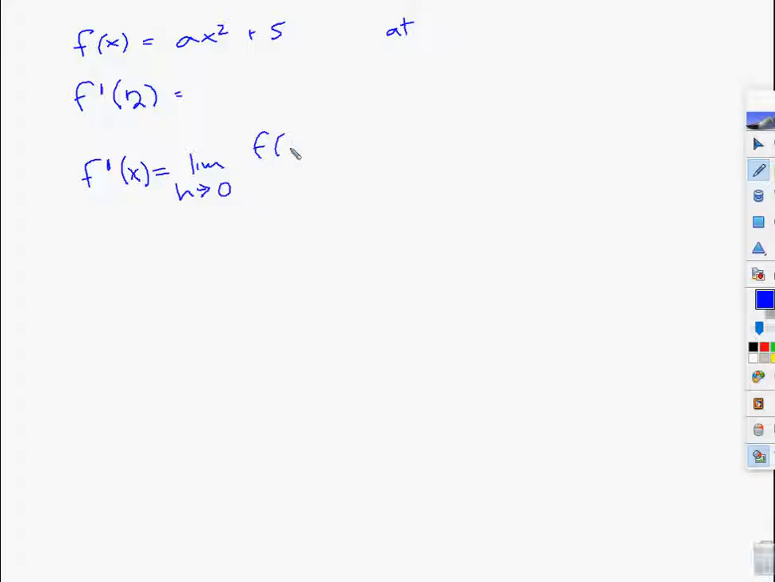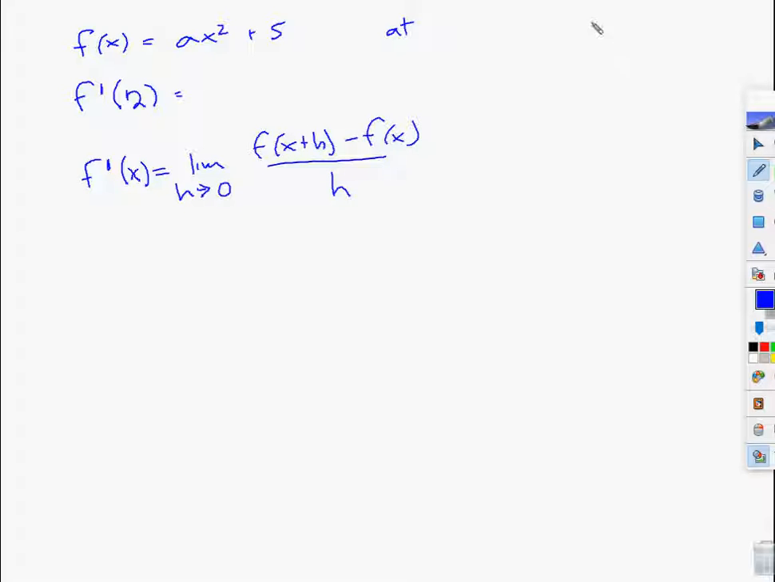All right, let's take a look at that. We're going to do that one. So f of x equals ax squared plus 5 at, so we want f derivative. This is not inverse. Notice there's not a negative there. So the derivative of f at 2. Okay, so we're going to go through all those steps. F prime of x equals the limit as h approaches 0 of f of x plus h minus f of x all over h. Again, this is just a slope.